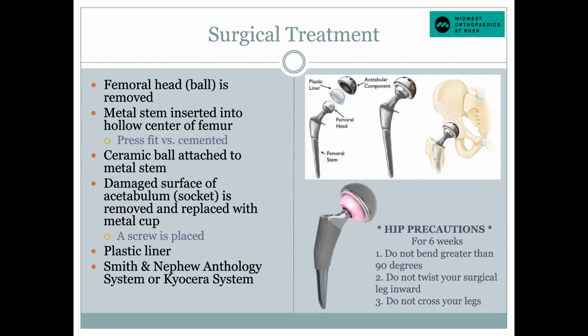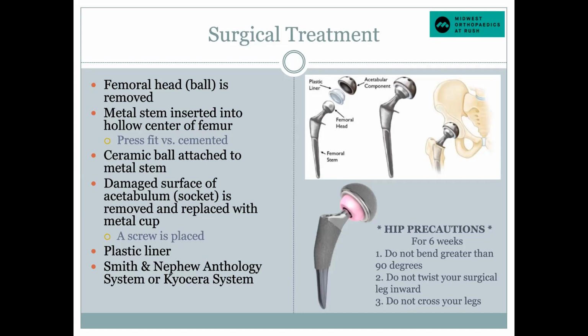For the surgical treatment of a hip, Dr. Gerlinger uses a few different hip implants depending on the patient's anatomy. He will use the Smith & Nephew Anthology system with an R3 cup, a Kyocera system, or the possibility of using different components like an Echelon stem or dual mobility implant.